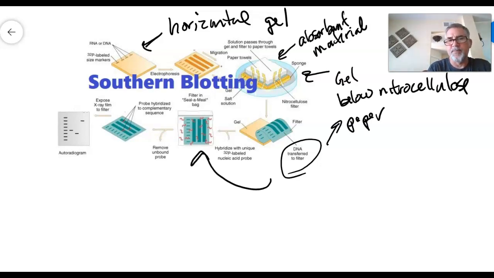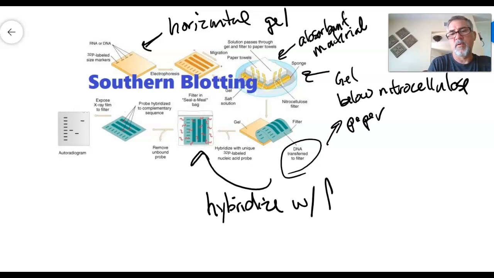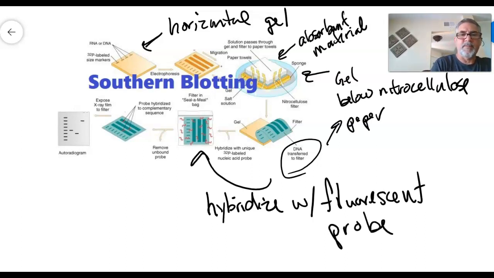And then I can hybridize with fluorescent probe, right? And then I'll do an autoradiograph. So I'll use X-ray film to get that fluorescent probe to heat up, and then I'll see what it is, right? So that was the old Southern blotting. Remember Southern blotting? They're saying RNA or DNA, if I remember. DNA is Southern, or RNA is Northern blotting.